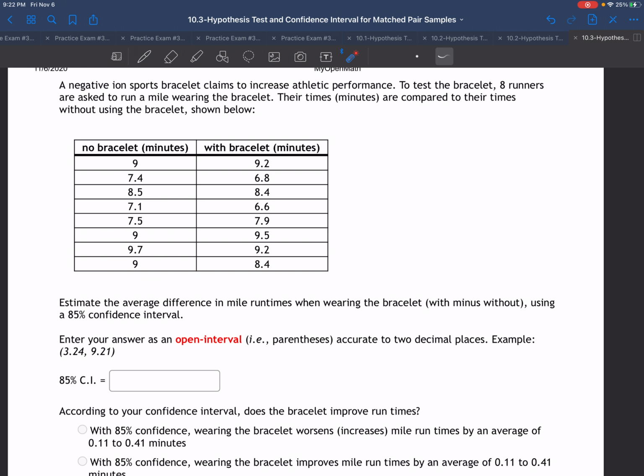All right, anyway, notice this is matched pair data. See how it's all matched up? You can tell this is runner number 1, number 2, right? This is his time with no bracelet. This is his time with the bracelet. This is runner number 2's time without the bracelet and with the bracelet, etc. So that's why these are matched up. This is the same person. This 9 and 9.2 are the same person, so they're matched.